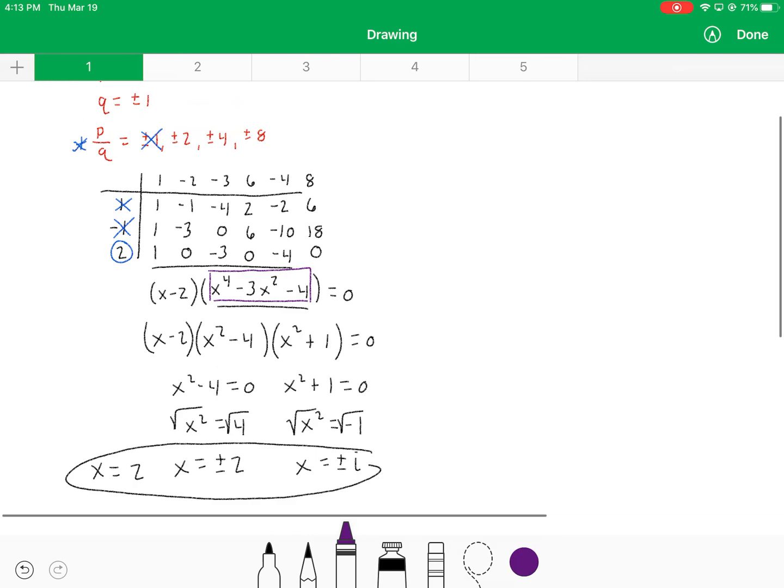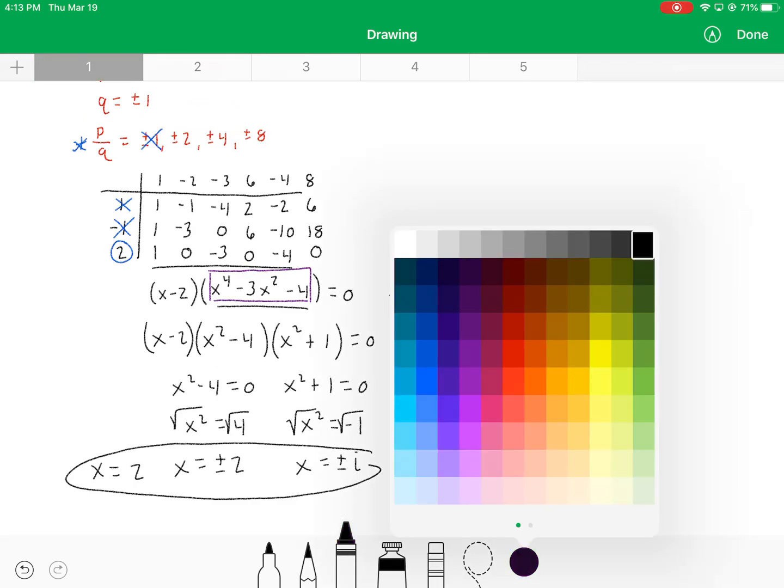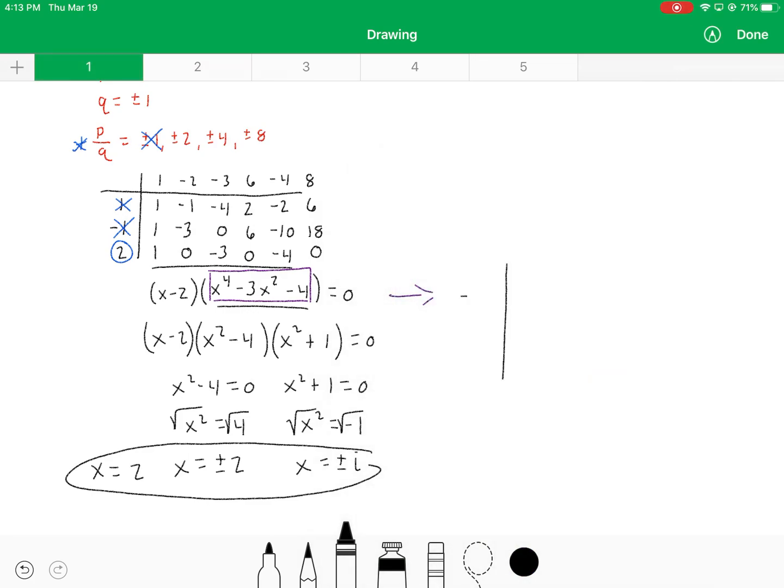Okay, so your other option, we could build a new chart here, and I'd want to account for placeholders again. So I would put a 1, 0, then -3, then 0, and -4. And I would begin by testing the value of 2. If 2 worked in the first table in that process, then there's a chance it could work again. Okay, so we'll begin the process.